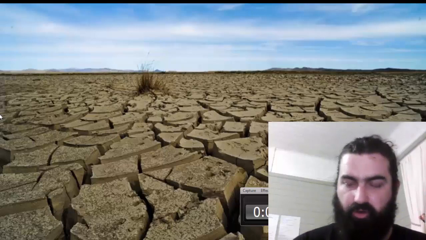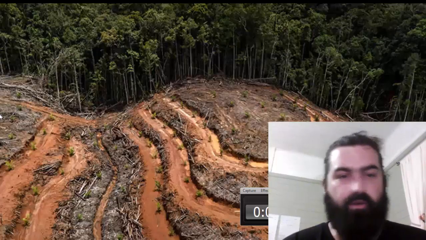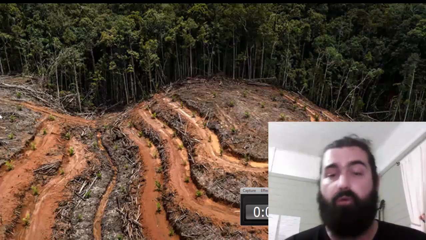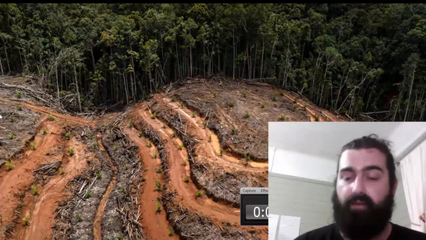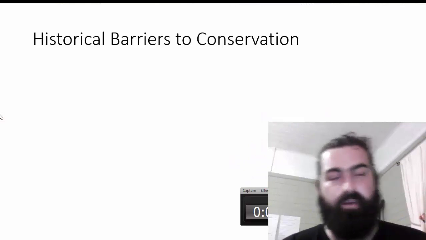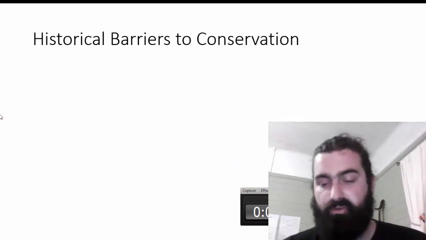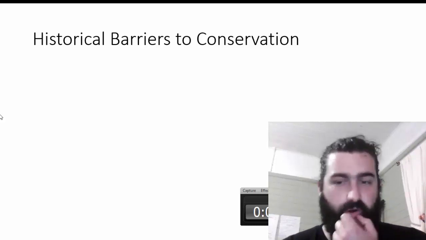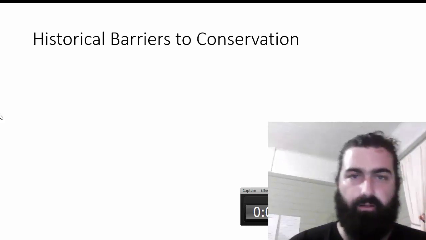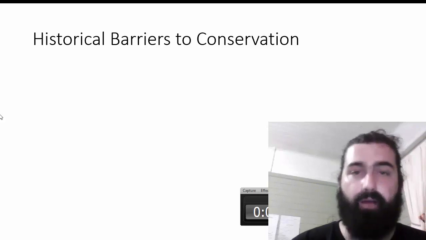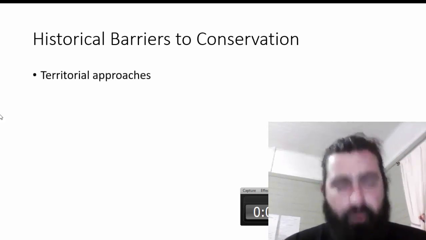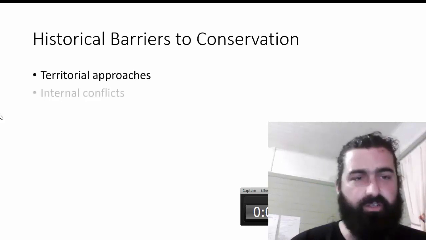And you can see in this picture here we've got a dried out riverbed, and here we've got deforestation possibly caused by mining or development or farming or something like that. Just one of many different examples. So when it comes to conservation, historically we haven't done particularly well in terms of the outcomes that we have achieved for plants and animals on Earth. There's a few reasons for that, and a few of them are listed on the screen here.